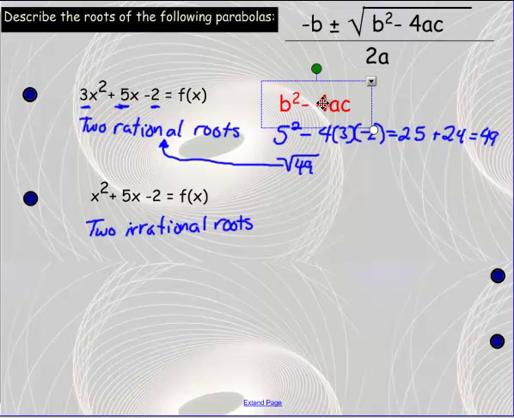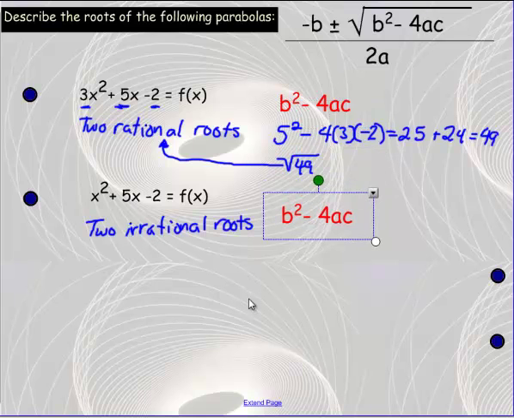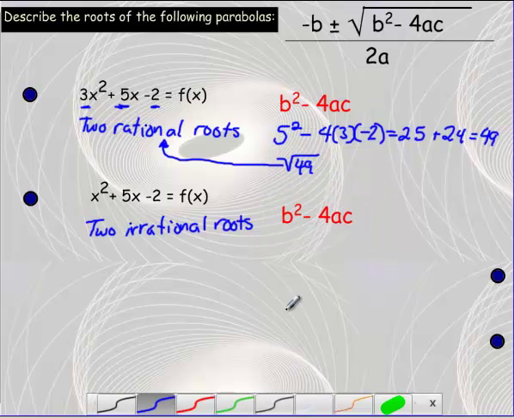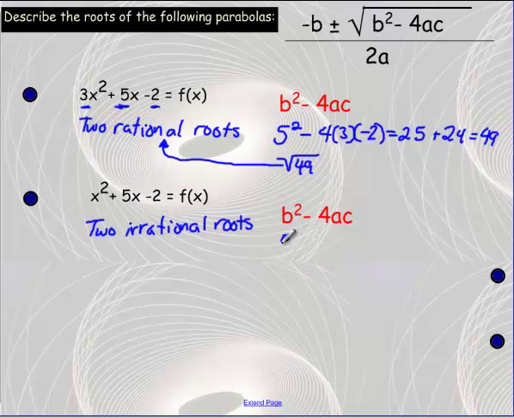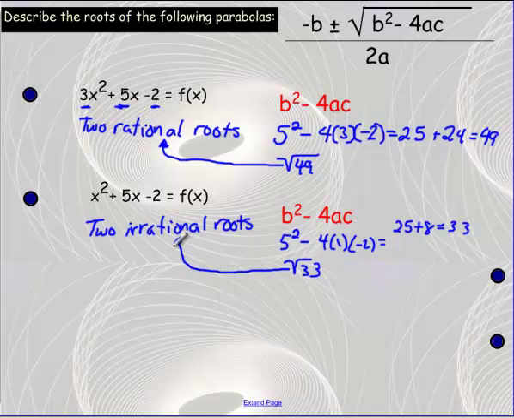Let's do our discriminant again. So let's take b squared minus 4 times a times c. That gets me 25 plus 8, which gets me 33. Can I take the square root of 33? No. That's why your answers are irrational.